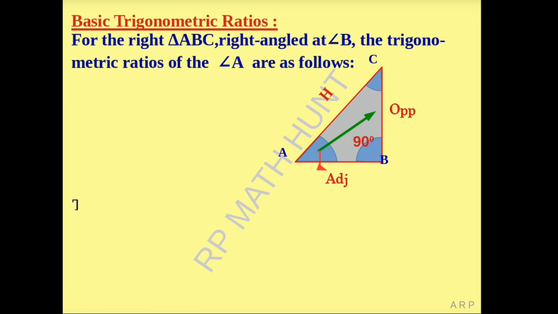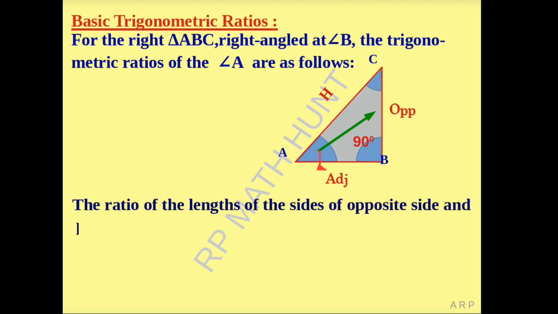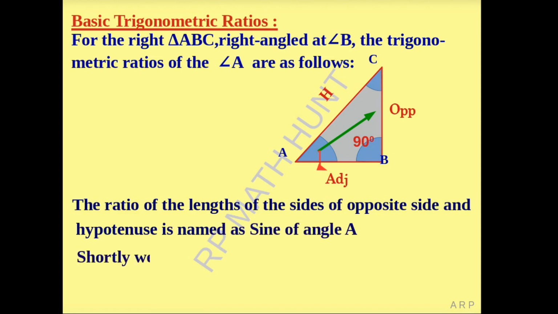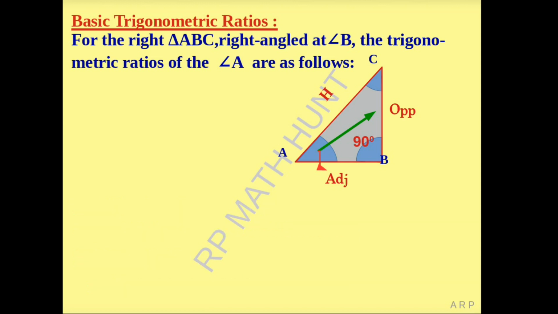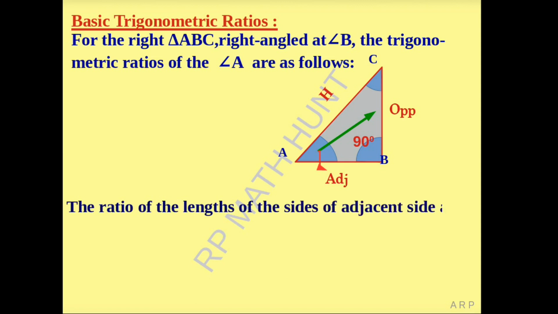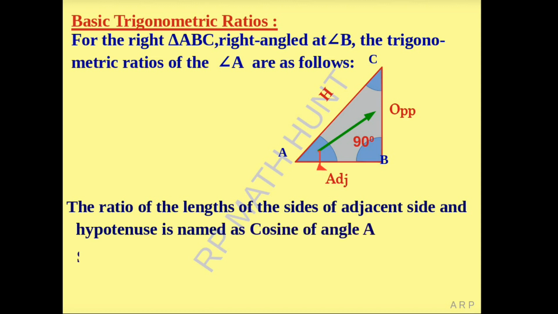Basic trigonometric ratios. The ratio of the lengths of the sides opposite side and hypotenuse is named sine of angle A. Shortly, we read it as sin A is equal to opposite by hypotenuse, which is equal to BC by AC. Next, the ratio of the lengths of the adjacent side and hypotenuse is named cosine of angle A. Shortly, we read it as cos A is equal to adjacent by hypotenuse, that is equal to AB by AC.